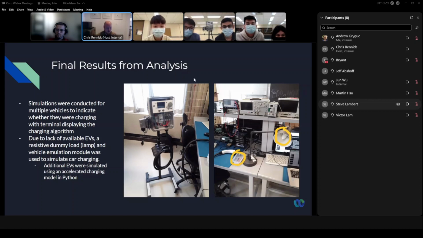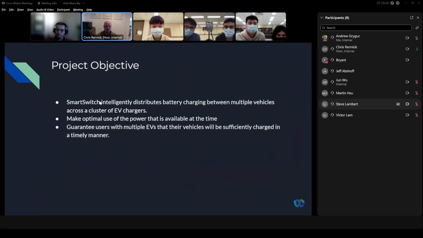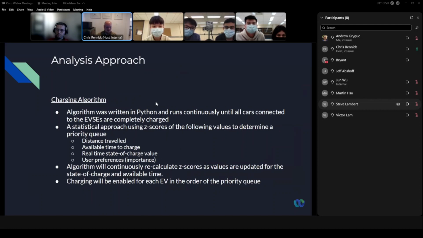So the other thing I wanted to ask about, the calculation you were doing to figure out which car was going to get charged at any one time, you said it was looking at four things: distance traveled, available time to charge, state of charge, and user preferences. I understand how you could collect user preferences. You've built this web portal, fairly easy to do. How are you pulling in those other three pieces of information?